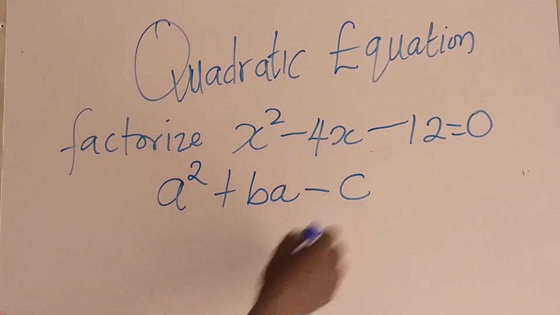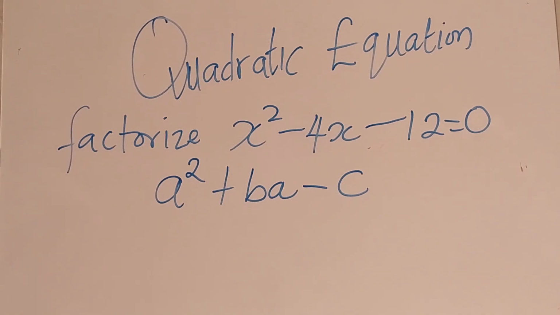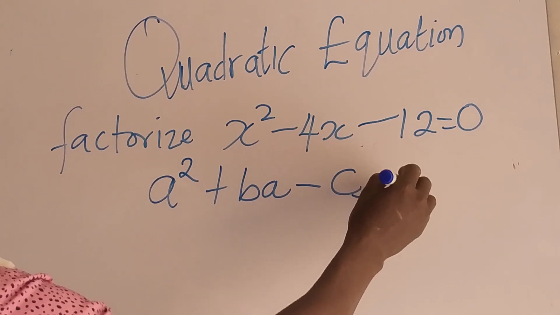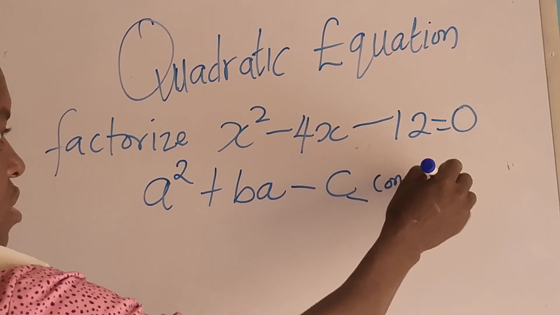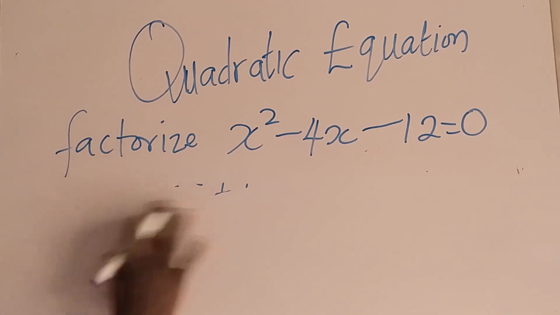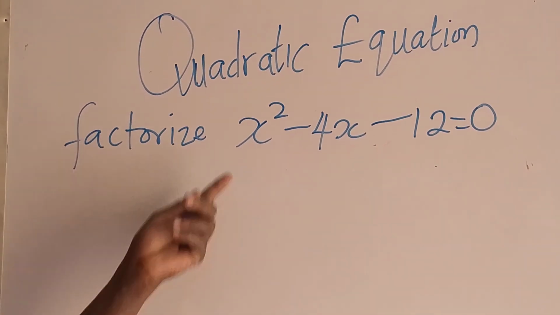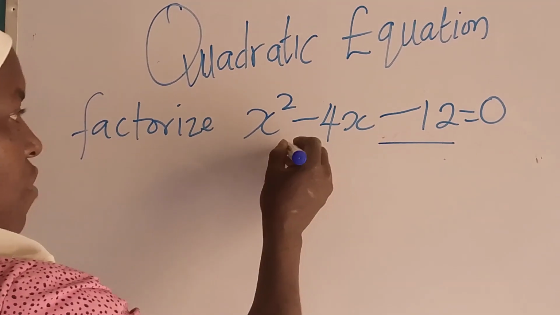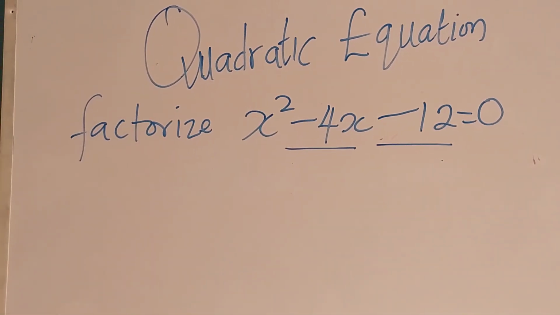plus or minus c, something like this. So c is always a constant term. It's a constant term. It is not an algebraic term. It does not have the letter. So if we have something like this, there are two numbers to be considered: minus 12 and minus 4.